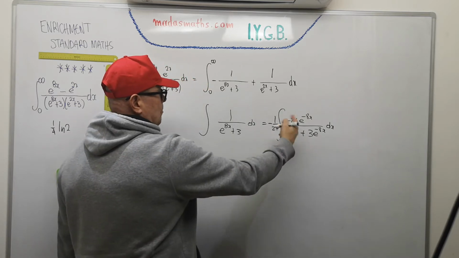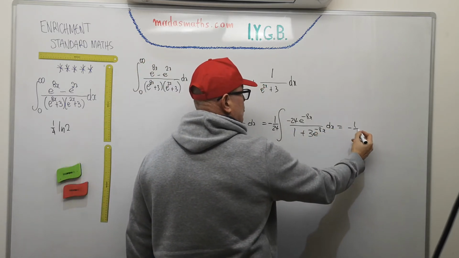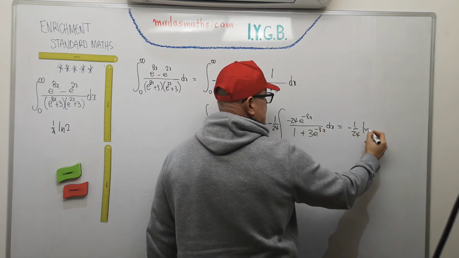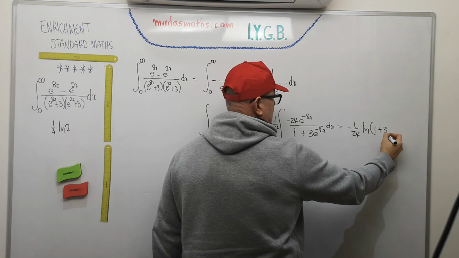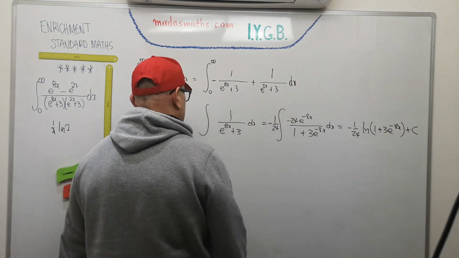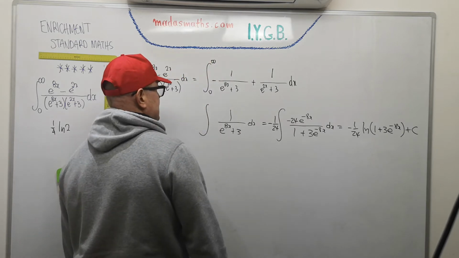Okay, so now this is perfect. So the answer to that is minus 1 over 24, the number at the front, the log of this quantity. It doesn't need mods because that's always positive. So this is done, plus C. And the other one is exactly the same.